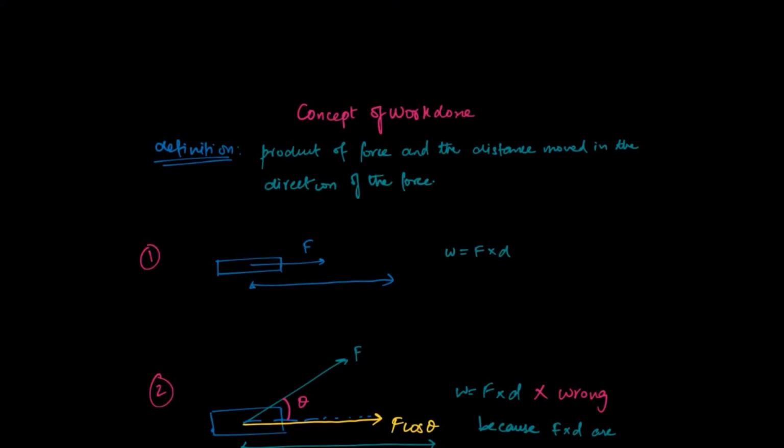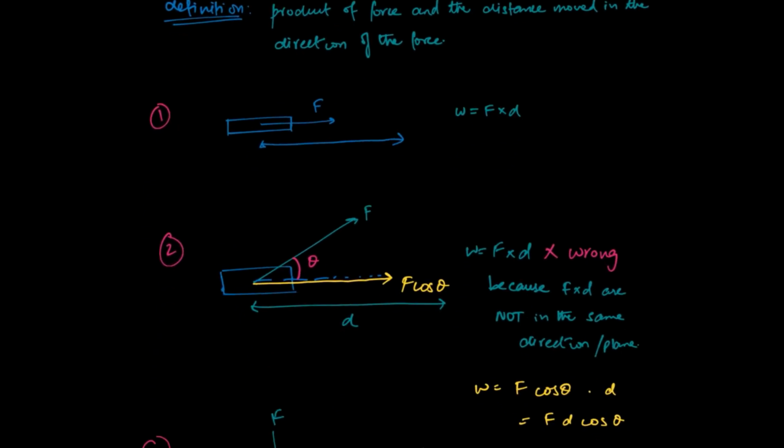Okay, so we will begin with concepts of work done. What basically is work done? The definition of work done is the product of force and the distance moved in the direction of the force. Let's take a look at a few examples. So the first example is a simple one.